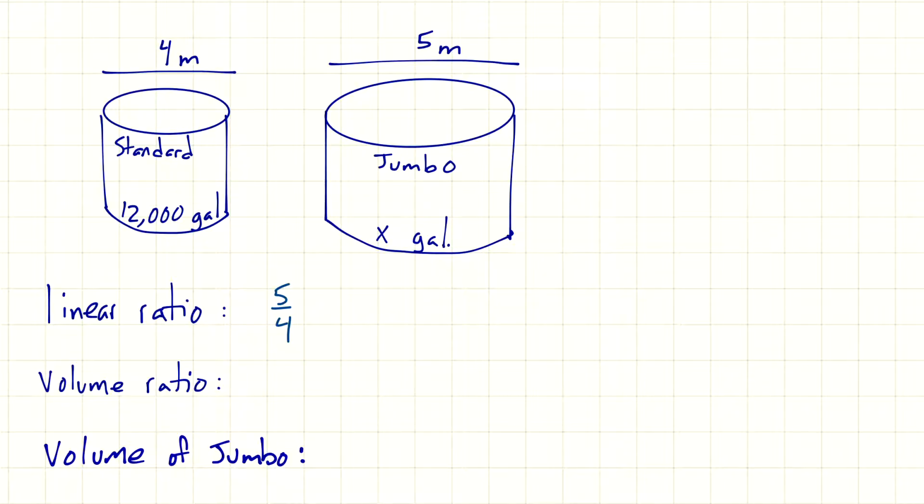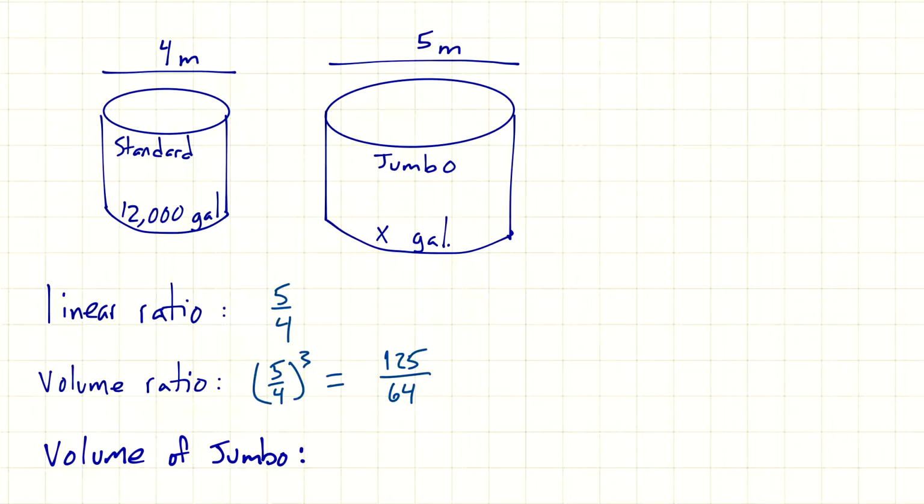All right, let's see if you got this. So 5 over 4 cubed. That means you'd have to take 5 cubed. 5 times 5 is 25 times 5. That's 125 over, then we would do 4 cubed. 4 times 4 times 4, I believe, is 64. All right, so there's our volume ratio.